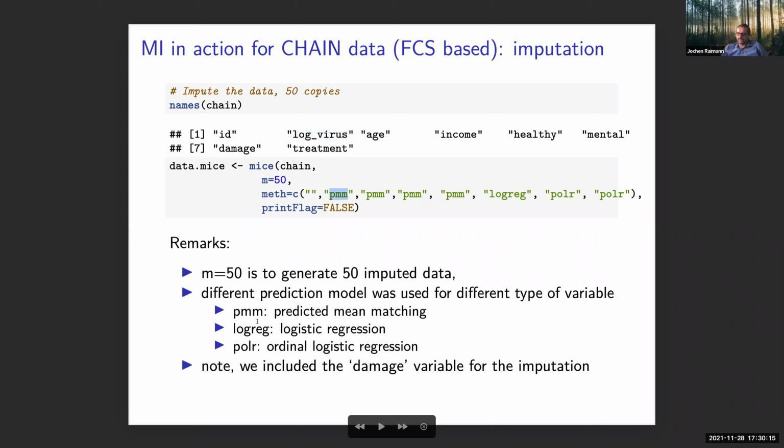Okay, let's come back to that. So we have PMM as an imputation method. We have logreg as an imputation method. We have polytomous ordinal logistic regression as a method.